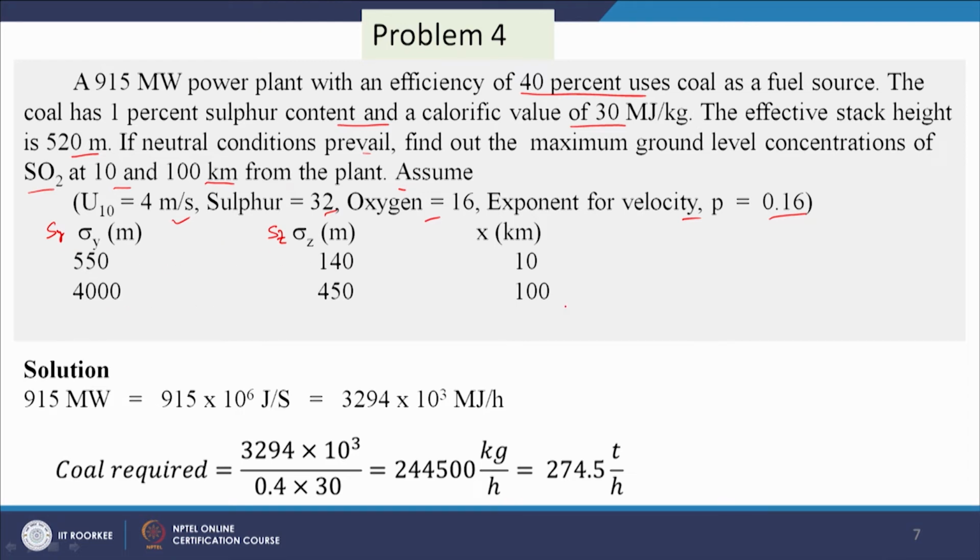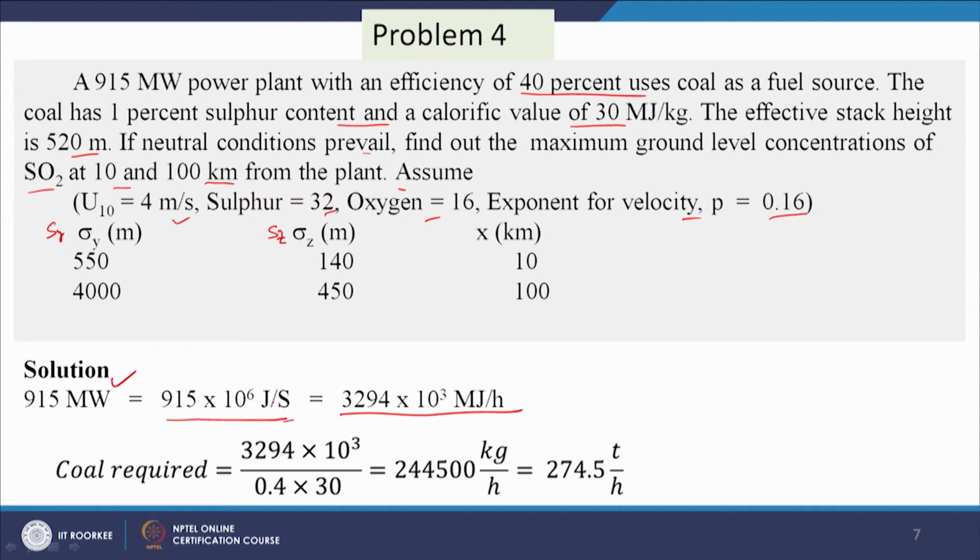Okay. So, now we have to calculate the concentration of the pollutant, that is SO2. So, we have to use the formula, and now we will see how much SO2 is generated, what is the rate of release of SO2 from the stack. So, 915 megawatt power plant capacity. So, that is equal to 915 into 10 to the 6 joule per second. So, this is 3294 into 10 to the 3 megajoule per hour.